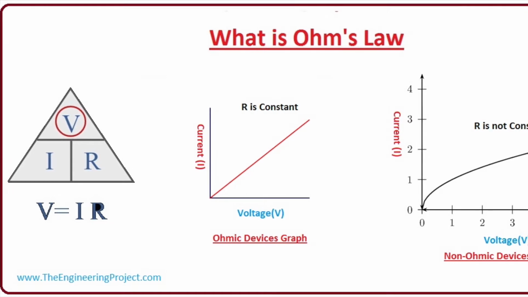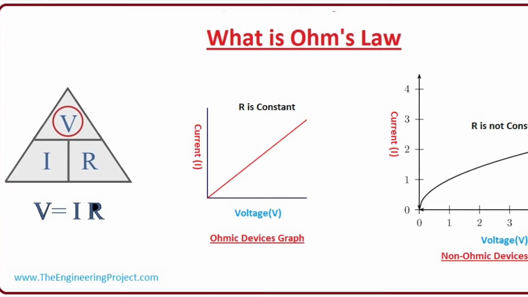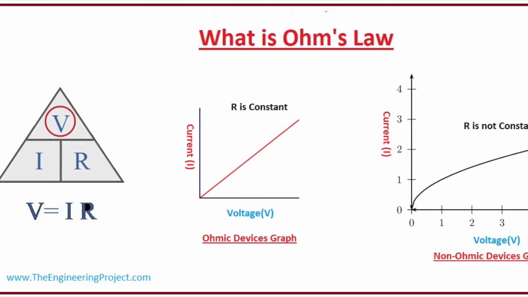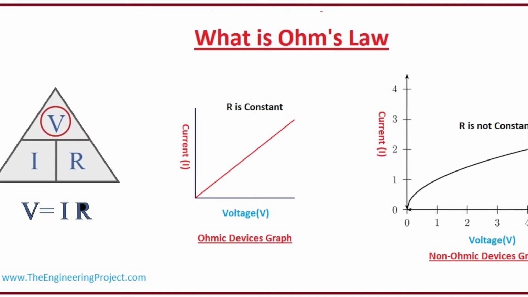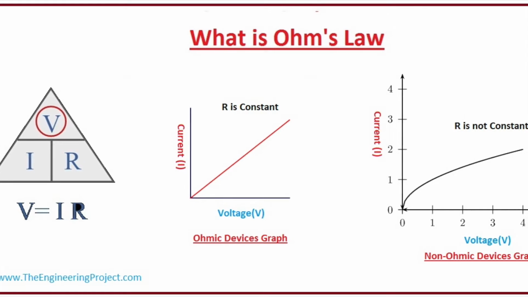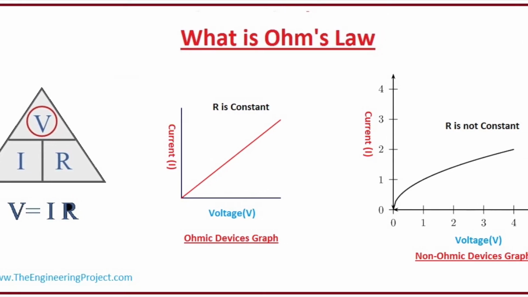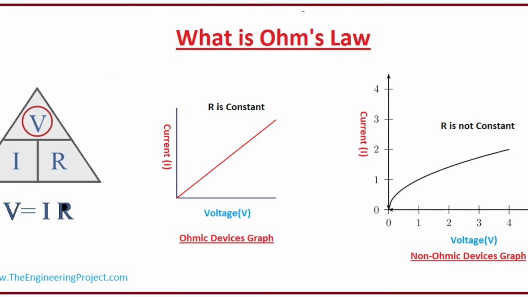What is Ohm's law? Ohm's law basically states that the voltage across a conductor is directly proportional to the current flowing through it, provided all physical conditions and temperature remain constant. Mathematically we can write this as V equals IR.